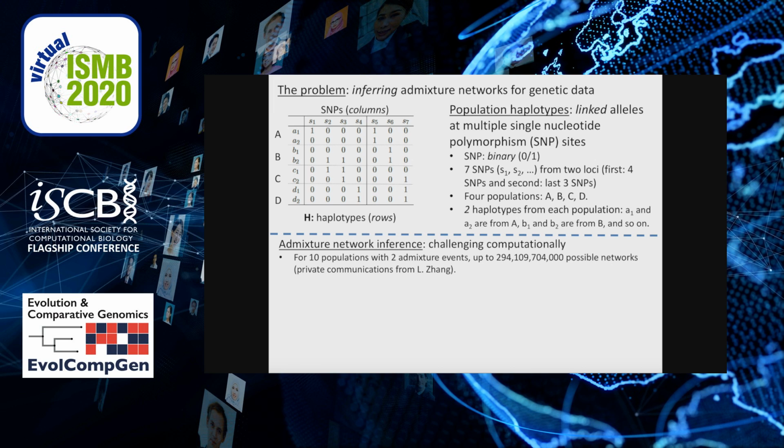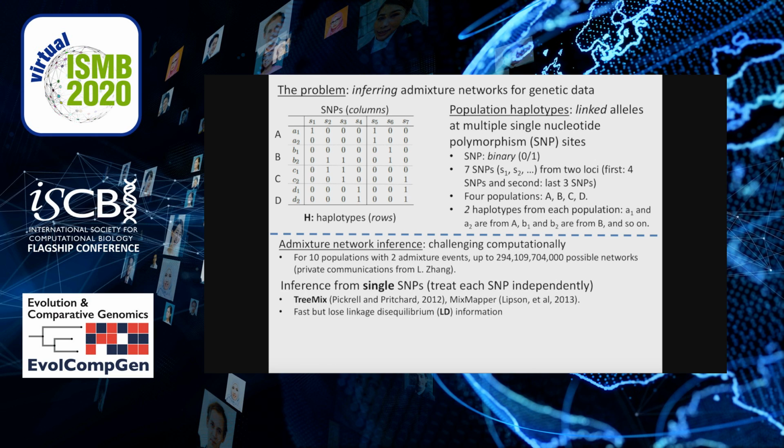Admixture network inference is a computationally challenging problem. Due to private communications with Lou Xinzhang, I was told that for 10 populations with 2 admixture events, there are up to almost 300 billion possible networks. So this is very, very large, and fortunately, Lou Xin told me only after I finished this work. Otherwise, I may have been frightened by this number and not even gotten started.